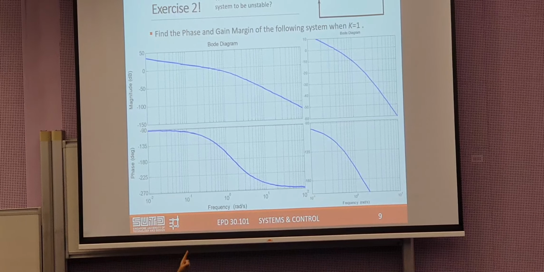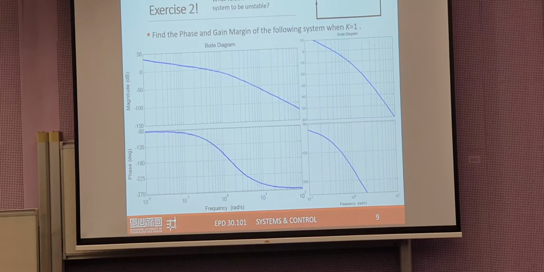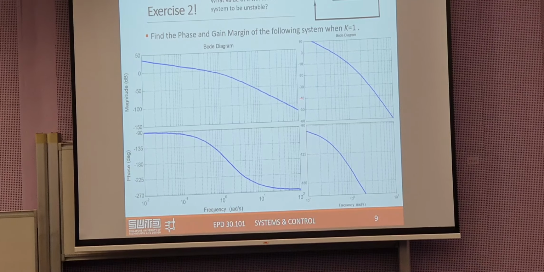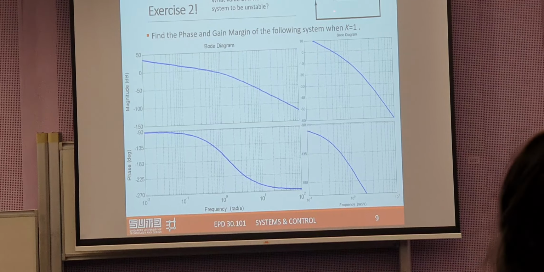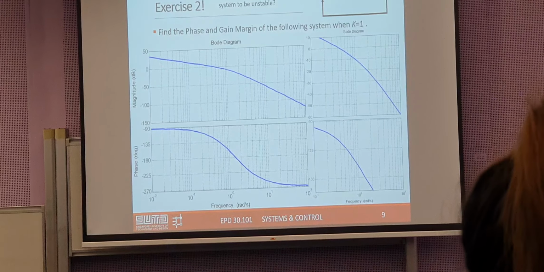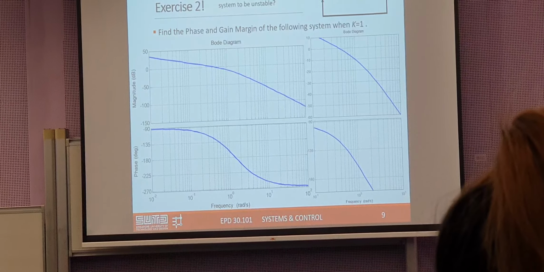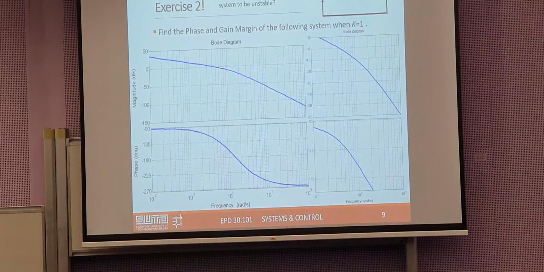Just by looking at the Bode diagram, at low frequency this is minus 20 dB per decade. You agree? See, this system is type 1. At low frequency, this is minus 20 dB per decade. Is it a positive gain margin? Maybe I ask another question: is this a minimum phase system?